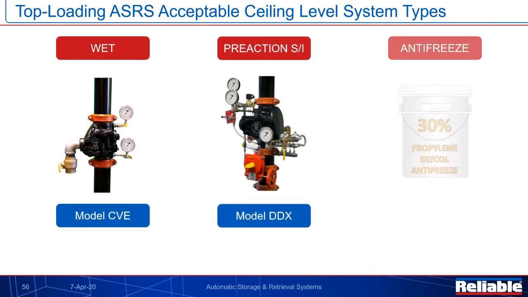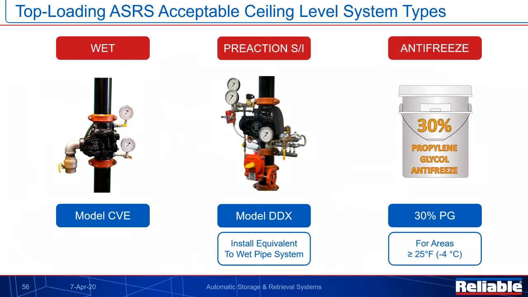I think you guys already probably know it's not possible to install sprinklers anywhere within that grid. So we're going to have to fully rely on top loading ASRS acceptable ceiling level systems only. We have the ability to put in wet, pre-action, as long as it's installed wet, and then antifreeze, once again, if it's considered to be greater than 25 degrees.